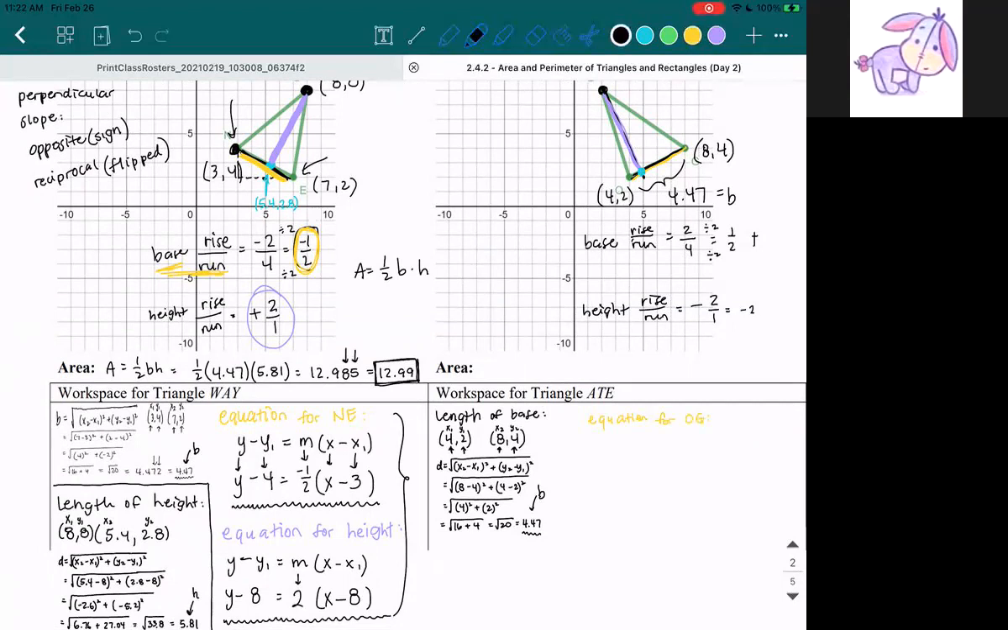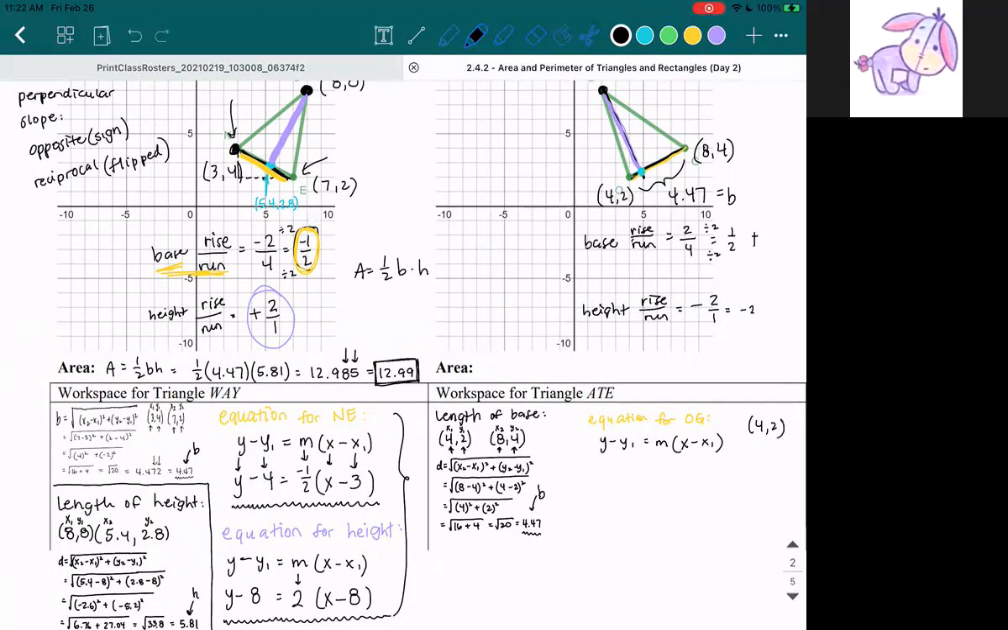Okay, so we're still going to use y minus y1 is equal to m(x minus x1). And then we get to pick a point. Do you want to pick O or do you want to pick G to plug into our equation? Let's pick O. So that would be (4, 2). So pick this point, the O.